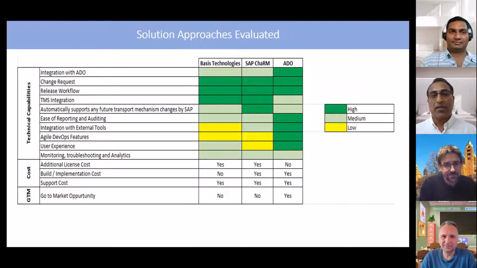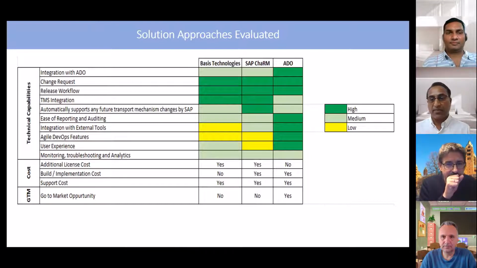Before we looked at solutions, we explored three solution options. One is from Basis Technologies, another is SAP's Charm Standard, and then ADO. We looked at these three possibilities from two angles: one, the capabilities perspective, and second, cost of ownership. The GTM, go-to-market, is a third element, but primarily we looked at these two.